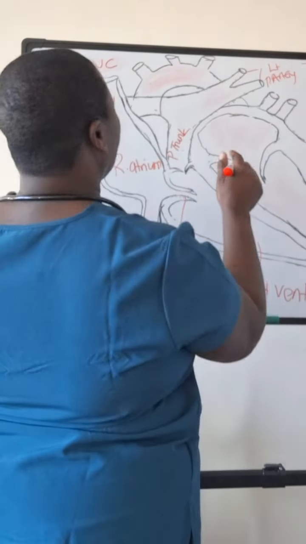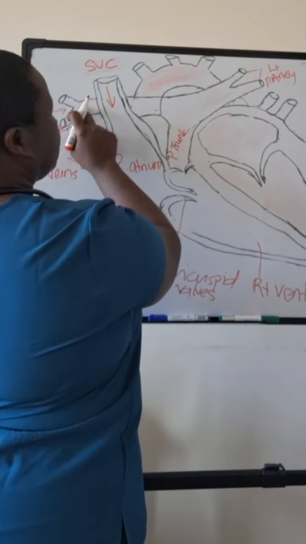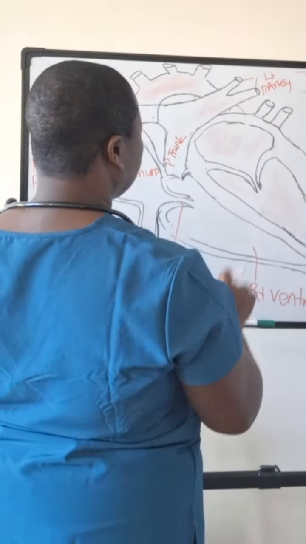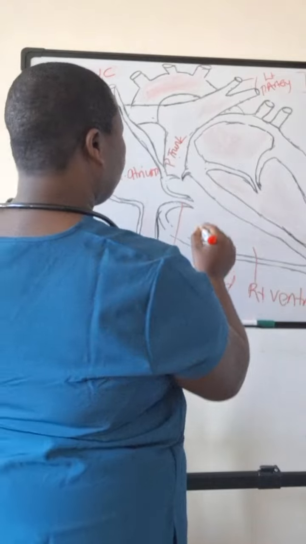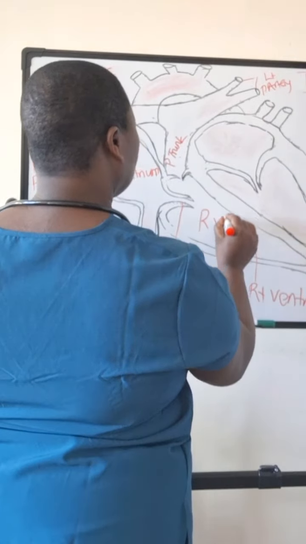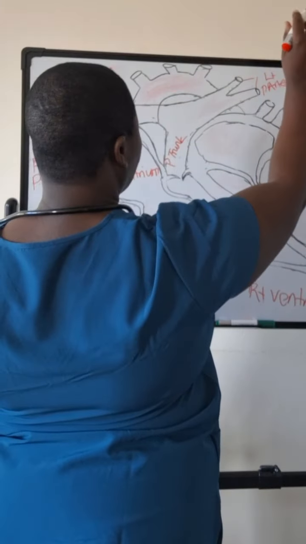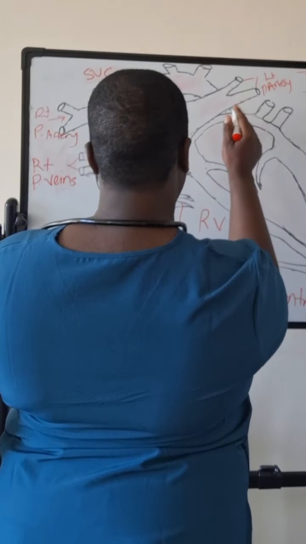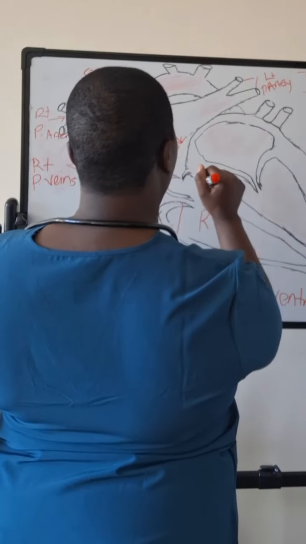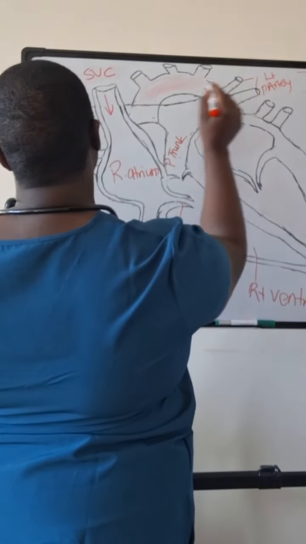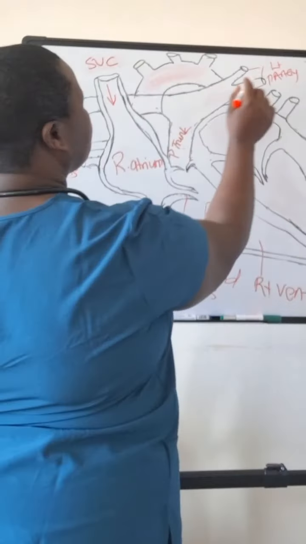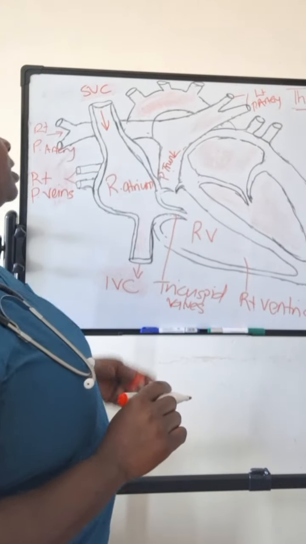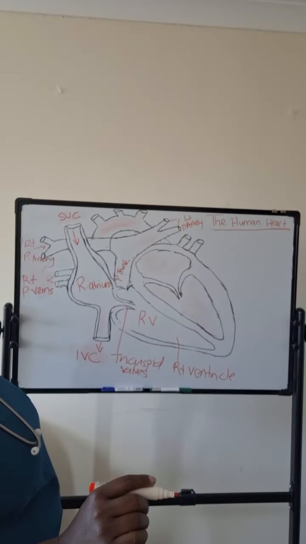So this is the right pulmonary artery and this is the left pulmonary artery, which transport deoxygenated blood from the right ventricle to the lungs for exchange of gases. Then the right and left pulmonary arteries are the only arteries in the body that carry deoxygenated blood.